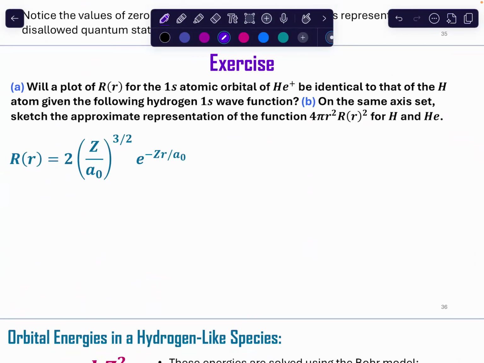Let's look at an exercise here. Okay. So here, will the plot of the radial part of the wave function for a 1s atomic orbital of helium plus be identical to that of the H atom, given the following hydrogen 1s wave function? Okay, well, you remember helium plus is a hydrogen-like species because it has one electron orbiting a nucleus. Okay, that's hydrogen-like. Now let's think about this. These two are not going to be identical. So let's do part A.